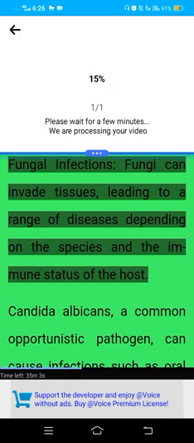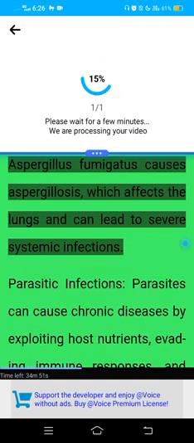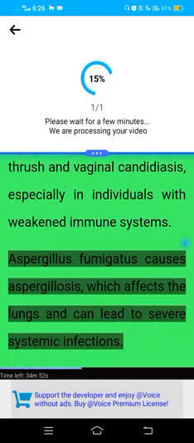Fungal infections. Fungi can invade tissues, leading to a range of diseases depending on the species and the immune status of the host. Candida albicans, a common opportunistic pathogen, can cause infections such as oral thrush and vaginal candidiasis, especially in individuals with weakened immune systems. Aspergillus fumigatus causes aspergillosis, which affects the lungs and can lead to severe systemic infections.